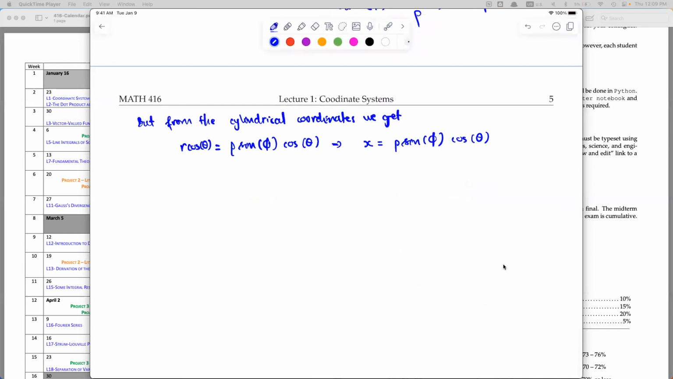And similarly, to make y appear on the left-hand side, you multiply both sides by sine of theta. So you start again with R equal to rho sine of phi. And then let me use a different color here. You multiply both sides by sine of theta. And you get y equal to rho times sine of phi times sine of theta.